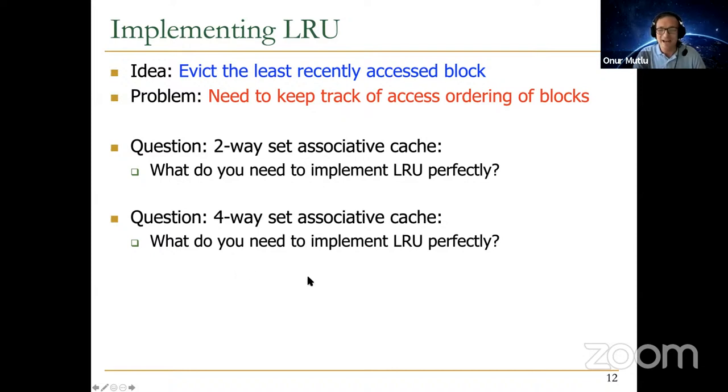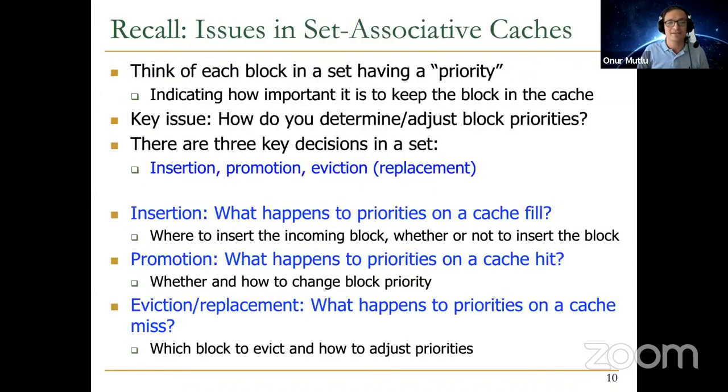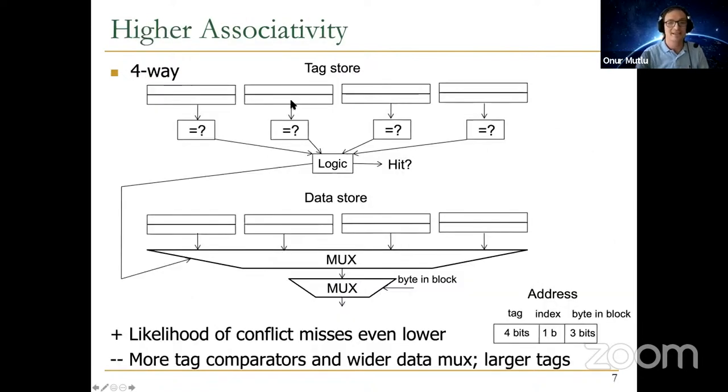Okay, so maybe I will answer, but you can keep writing the answers. But basically, if you want to keep the full ordering and you have four things in a cache, let me go back to this four-way associative cache. We're looking at only one set, right? If you want to know which one is the least recently used, there are four possible things that can be least recently used.